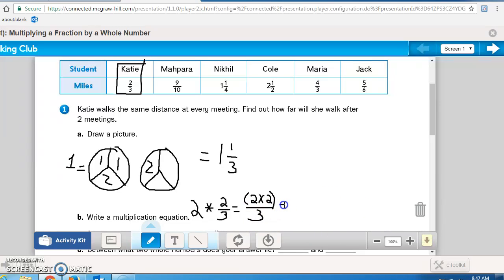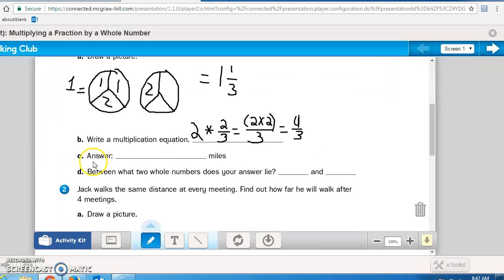Now we complete that problem. 2 times 2 is 4, and the denominator stays the same. So 4/3. 4/3 equals 1 1/3. So my answer in miles is either 4/3 or 1 1/3 miles.